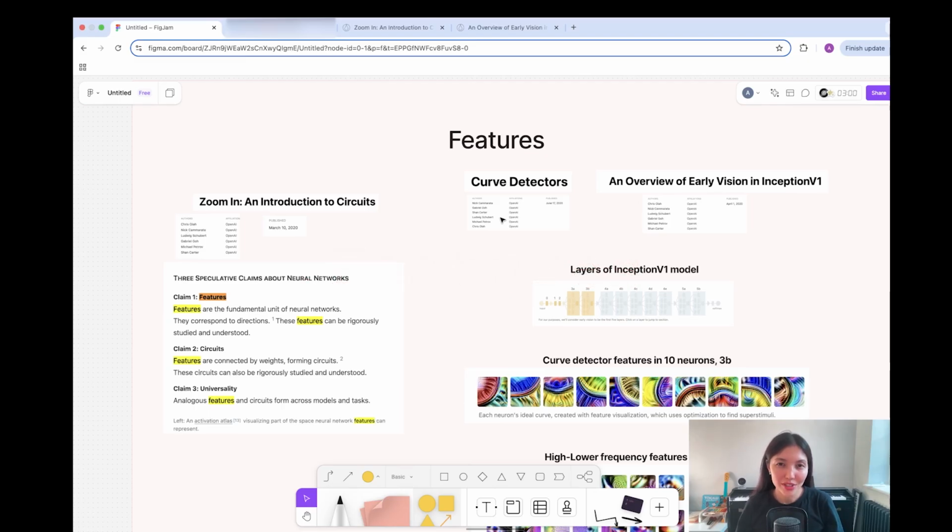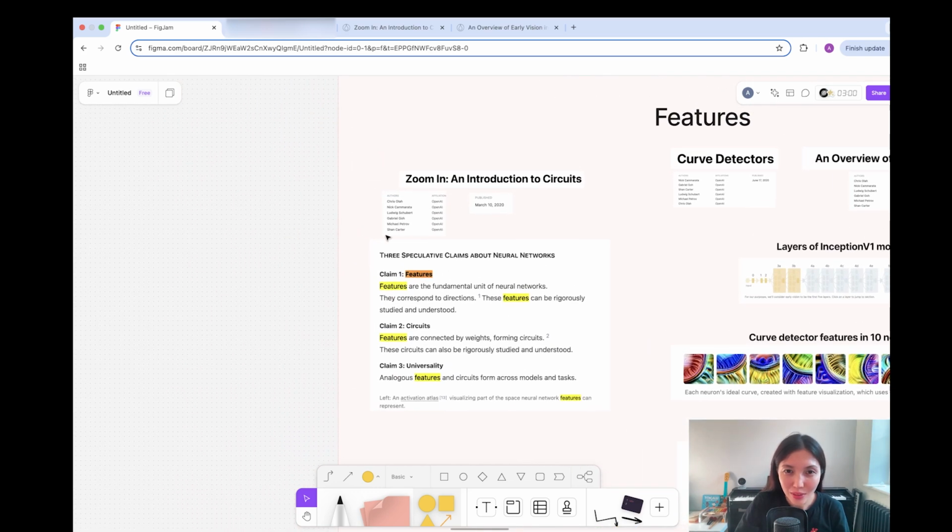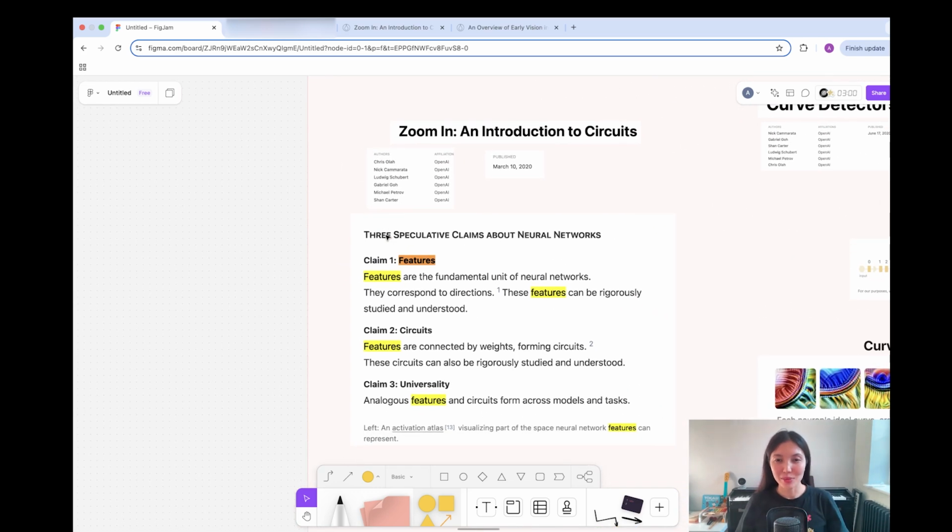The concept of features is surprisingly very hard to grasp. So I'll start with these 3 speculative claims about neural networks that I found in the famous essay called Zoom In, an Introduction to Circuits, written in 2020 by Chris Olah and team in OpenAI. And the first claim here is about features, and they say features are the fundamental unit of neural networks. They correspond to directions. These features can be rigorously studied and understood. So it gives us a start, an initial idea.